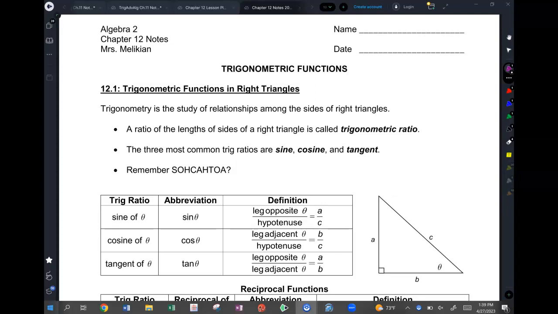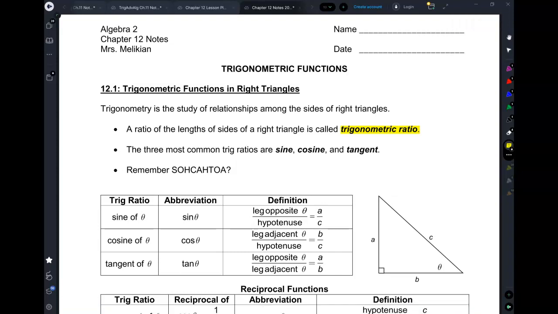So trigonometry is the study of the relationships of the sides of triangles. Specifically, we're going to deal with right triangles right now, okay? Now, a trigonometric ratio is basically a ratio of the lengths of sides of a right triangle.